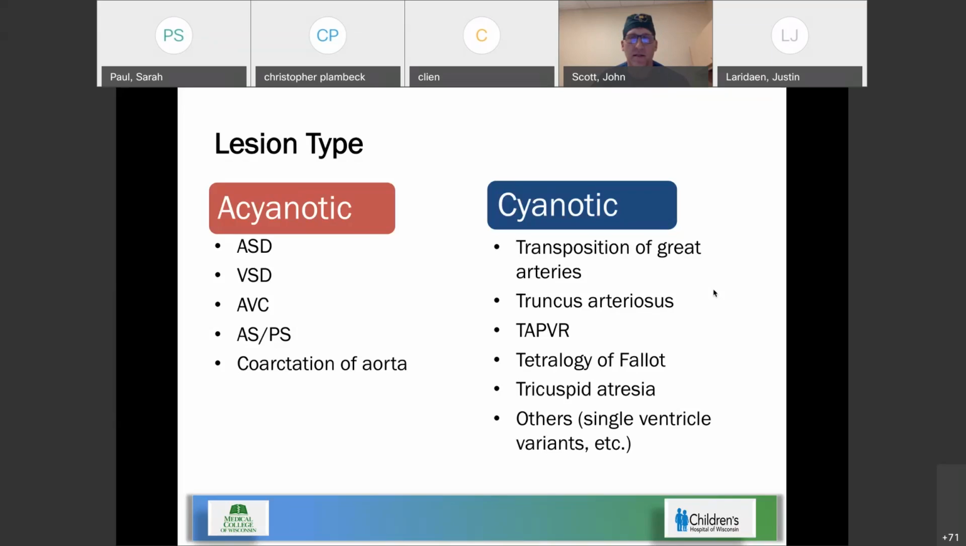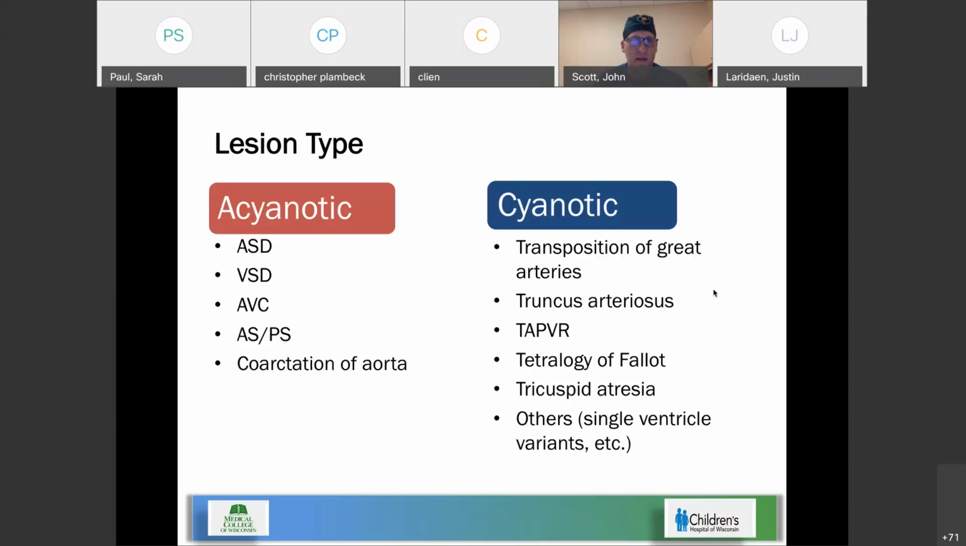So this is the classic board question. Lesion type: you think about acyanotic or cyanotic lesions, and you have your 5 terrible T's when you're thinking about cyanotic lesions. That's transposition of the great arteries, truncus arteriosus, total anomalous pulmonary venous return, tetralogy of Fallot, tricuspid atresia, and then you have this other category, which tends to be single ventricle variants of some sort, whether it's a hypoplastic left side or hypoplastic right side. But those tend to be your cyanotic lesions.